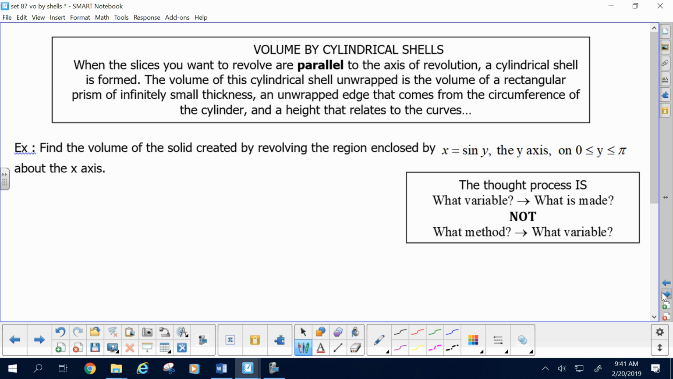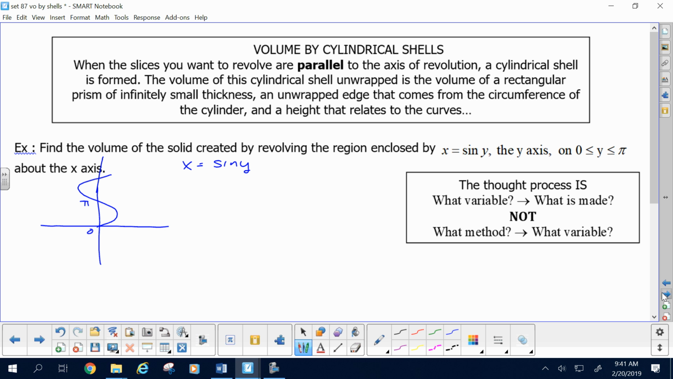Find the volume of the solid created by revolving x equals sine y, on the y-axis, for y between 0 and pi, about the x-axis. What the heck is going on? Let's first graph it. What does x equals sine y look like? It's the sinusoid going up, yeah? It goes through the origin and like this. Right? 0 to pi would look something like that.